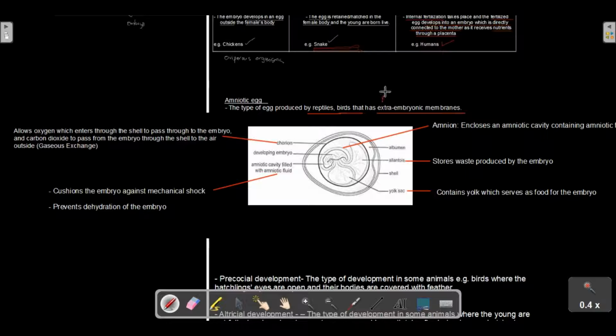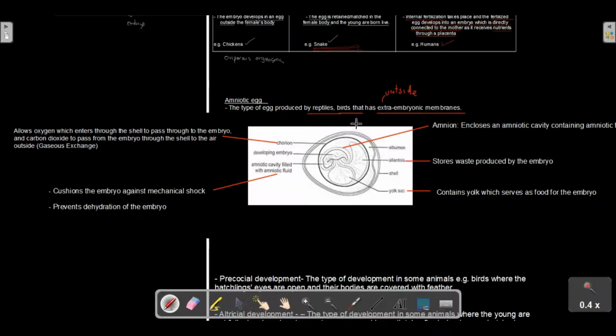So extra actually means outside. These are structures that are not part of the embryo, but actually serve the embryo. I hope you get me there. Let's take a look at the outside. As you can see, the outside part is the shell. The shell provides a protective function, protecting the embryo from extreme weather, from predators, and so on.